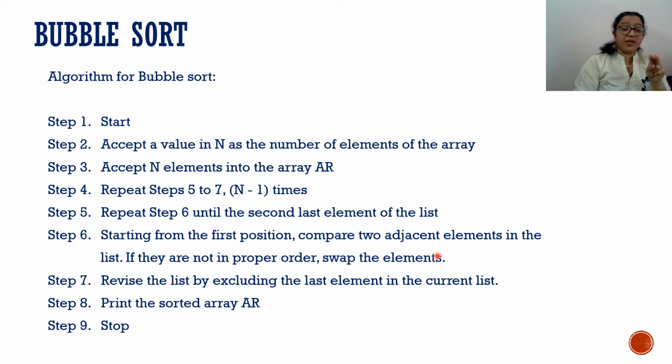Now we want to repeat it. Again we want to repeat the same process. So 1 and 2, we want to compare it. If it is not in order, we want to swap the elements. Then 2 and 3, then 3 and 4. Like that we want to keep on doing this swapping process.